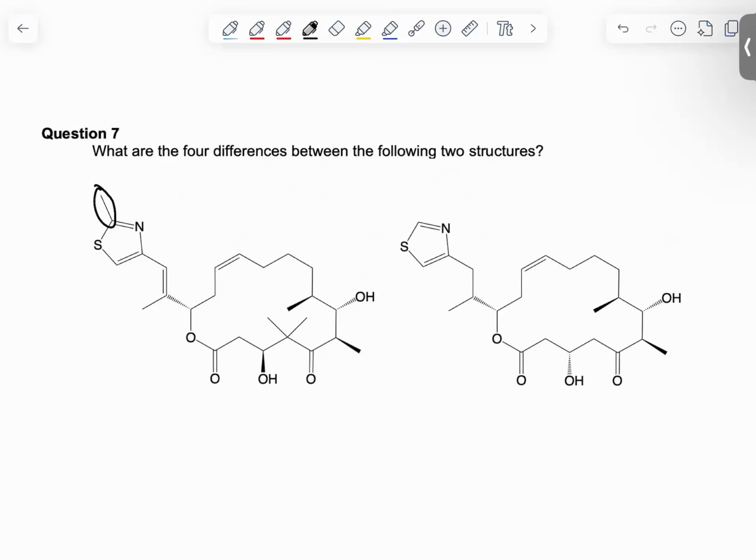So we had a methyl group here that is not here. We had a change in the 3D chemistry. We had a double bond that disappeared. And we had two methyl groups that disappeared. Questions, comments, concerns on this one?